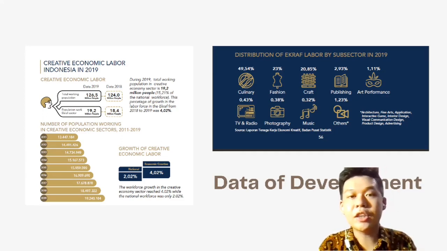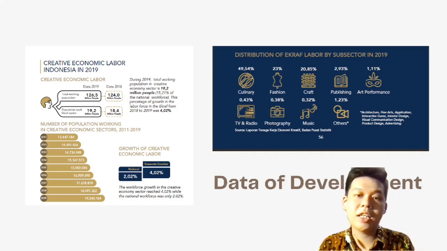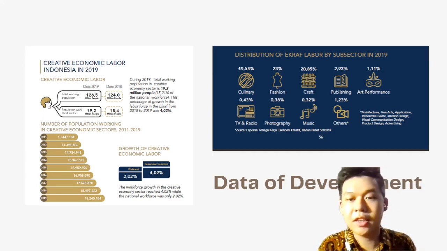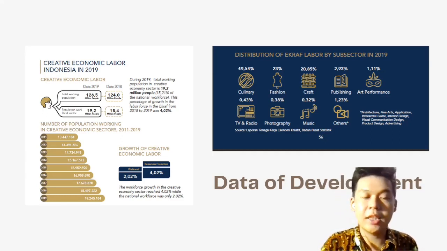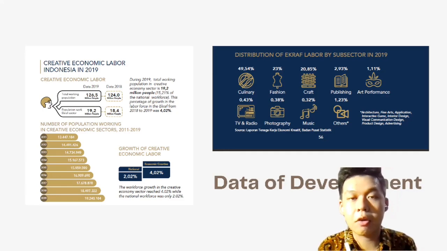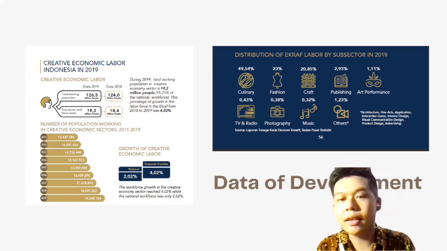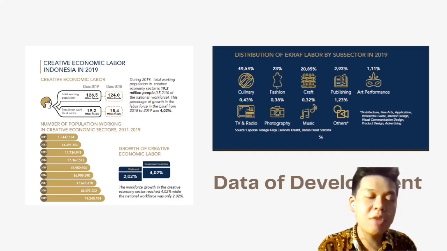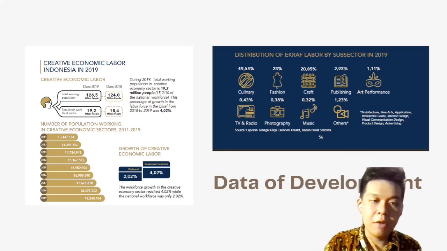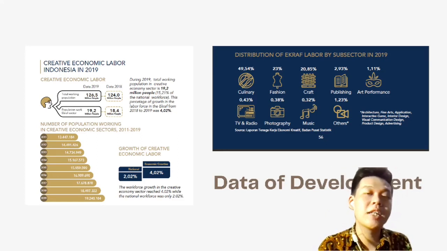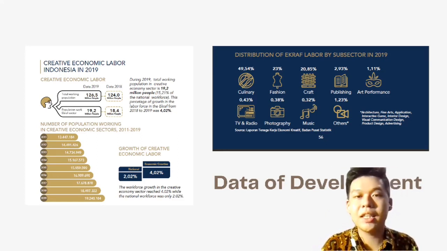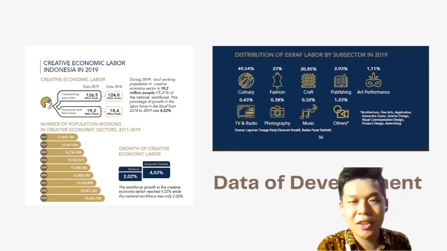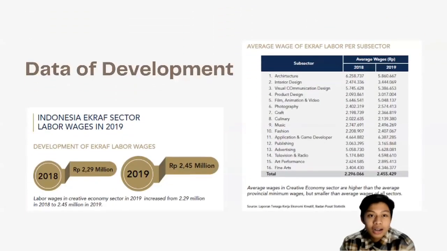In addition, there is also data on the distribution of creative industry sector in 2019 in Indonesia. The first position was occupied by the culinary sector, followed by fashion sector, and then craft, publishing, art performance, TV and radio, photography, music, and the remaining 1.23% was for other sector. For the next data of development will be presented by my friend Farhaan. Time is yours. Thank you, Aldo, for the time.